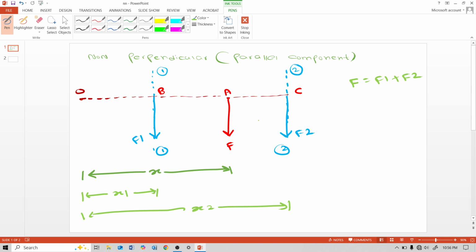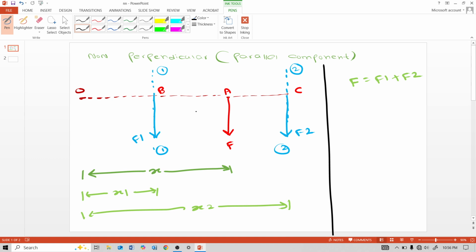You all know that we learned Varignon's theorem. So what is Varignon's theorem? In Varignon's theorem we learn about the moments of components at a particular point. Here we will consider point O. The summation of the moments of the components is equal to the resultant moment at that same particular point.